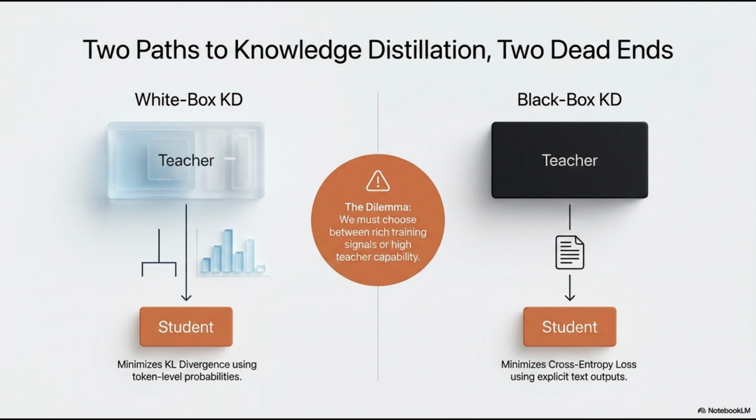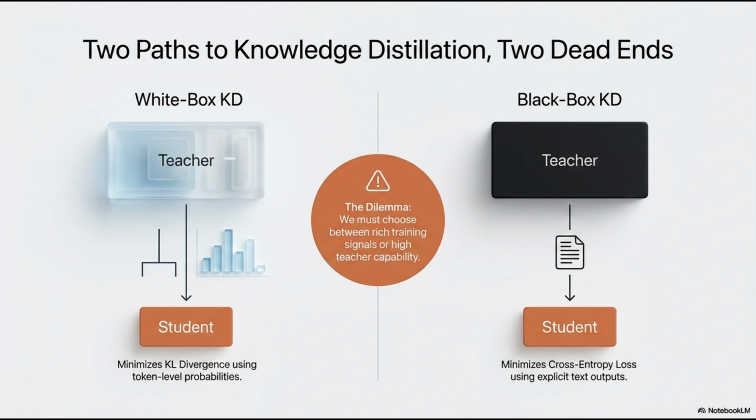In a white box setup, the vault door is wide open. You have total access to the teacher model's internal brain. So you can see everything. Everything. You can see its hidden states, its attention scores, and most importantly, you can see the probability distribution of every single word it considers before it speaks.